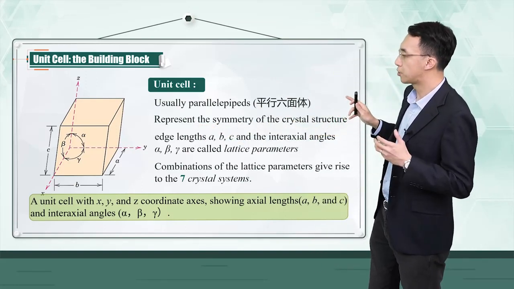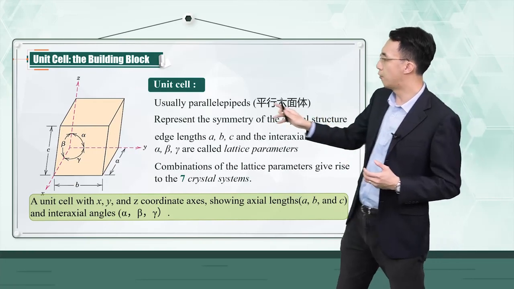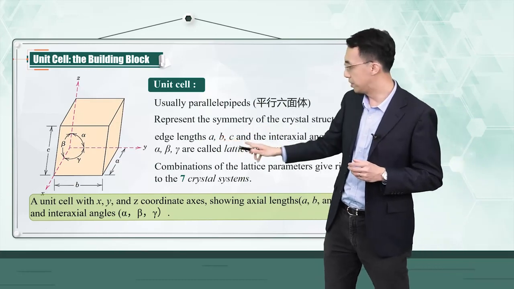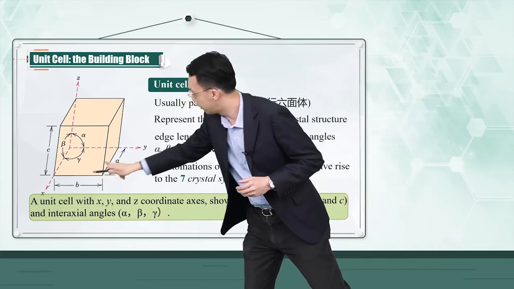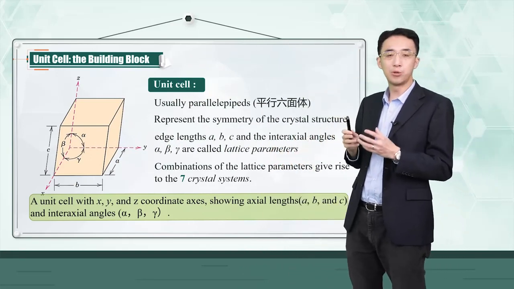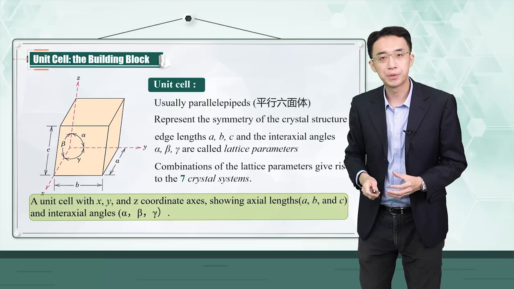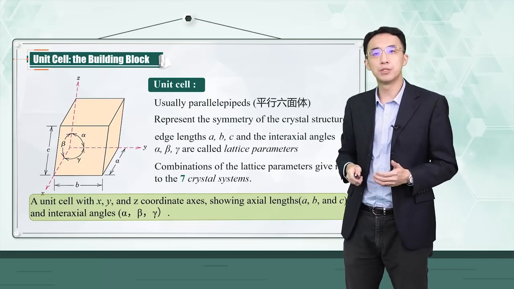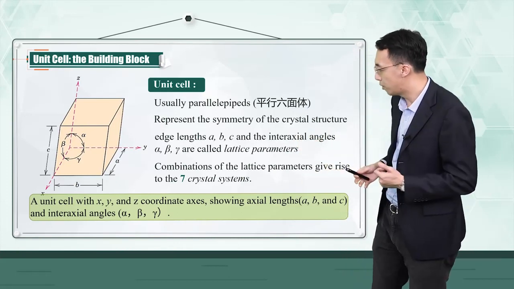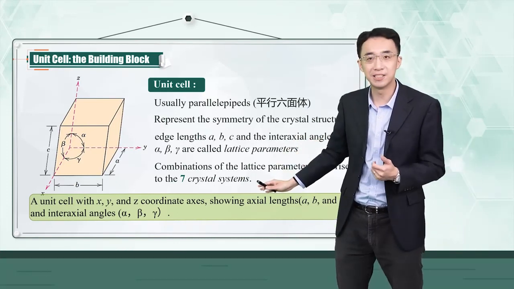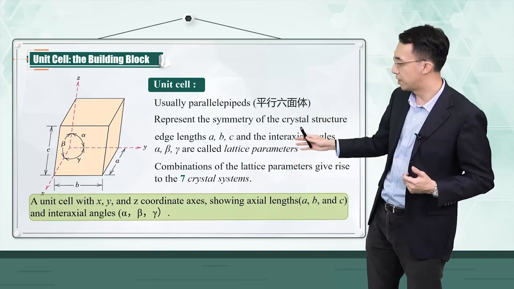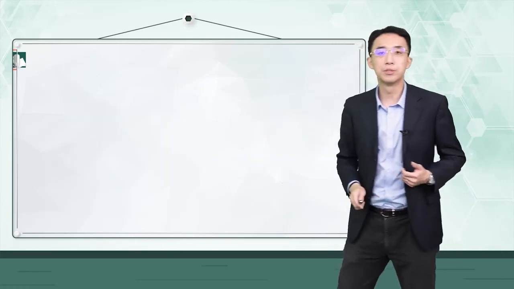And you can describe the geometry of the unit cell or the parallelepiped by the edge lengths A, B, C here. So you have different edge lengths, and the angles formed between each of these axes. And to meet the requirement of the symmetry, mathematics can prove that you can only have 7 crystal lattices with different combinations of these edge lengths and edge angles.